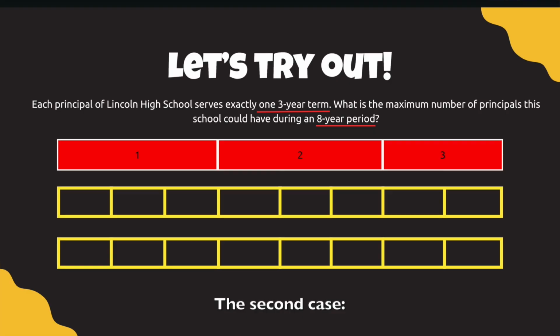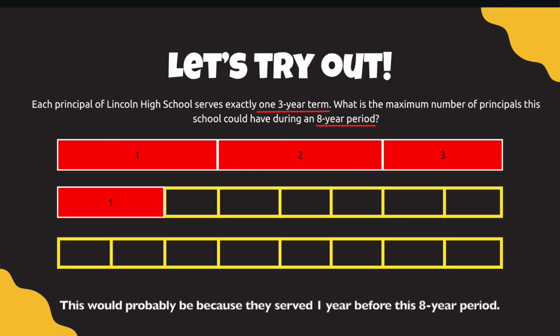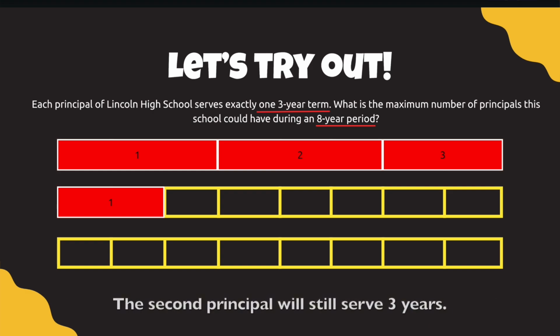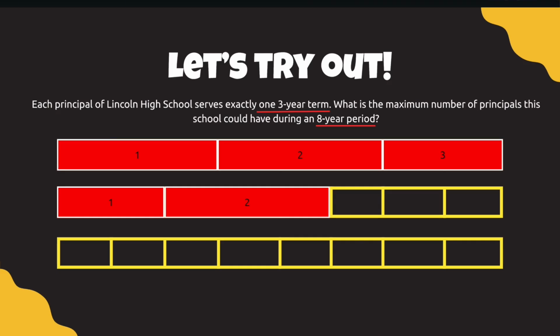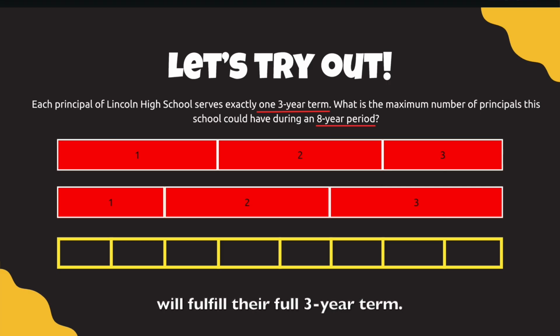The second case. Here we can only see that the first principal serves 2 years. This would probably be because he already served 1 year ahead of this 8-year period. The second principal will still serve 3 years. And the last principal, since there are 3 years left, will fulfill his full 3-year term. However, we still have 3 principals. Okay, so the last case.